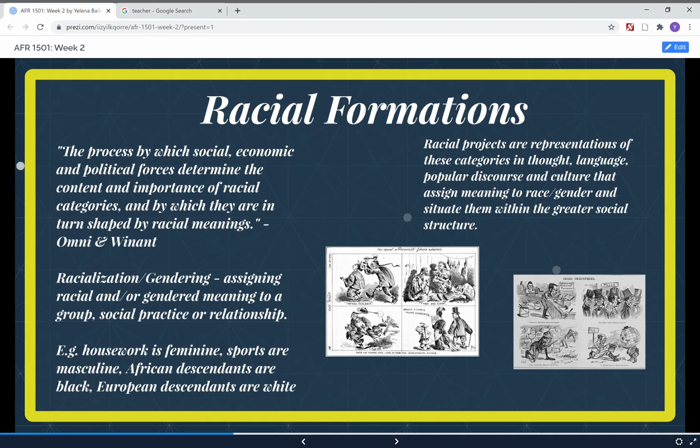You'll notice that I use the term racialized, or you might hear me say something is gendered. It's really just a verb for talking about how something is assigned meaning, right? So housework, not surprising, you all know that tends to be gendered as feminine, right? Sports tend to be gendered as masculine, right? We know that people tend to watch and pay more for sports performed by men. So these are just examples of this.